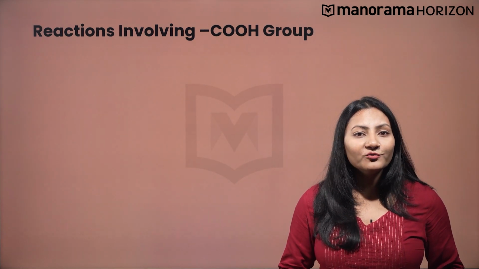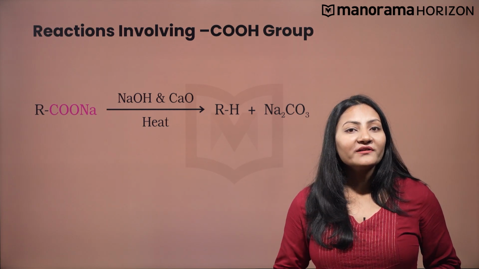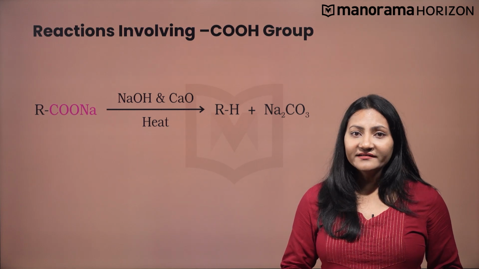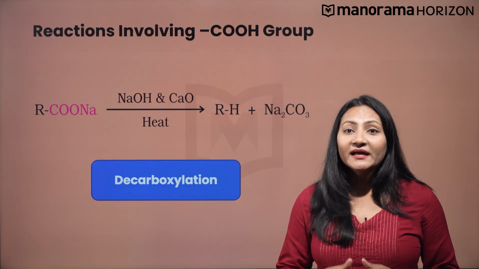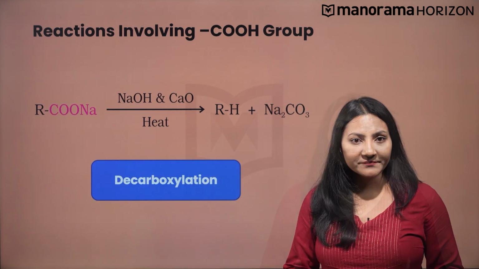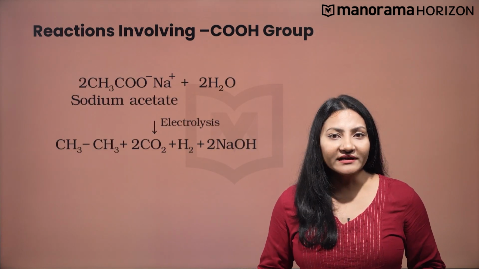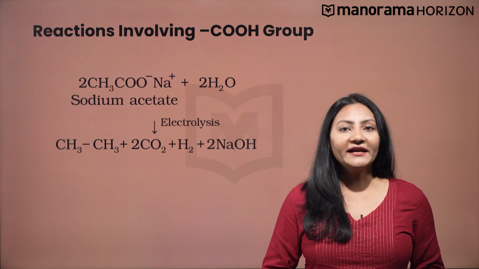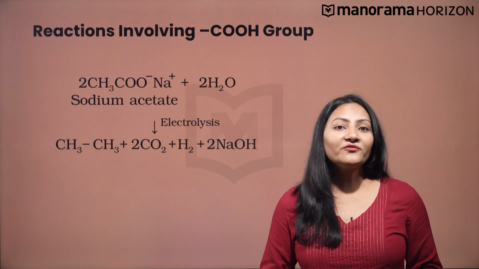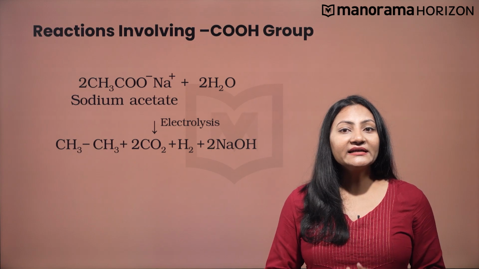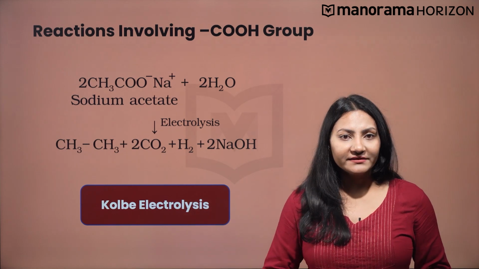Carboxylic acids also lose carbon dioxide to form hydrocarbons when their sodium salts are heated with soda lime, that is NaOH and CaO in the ratio of 3:1. The reaction is known as decarboxylation. Alkali metal salts of carboxylic acids also undergo decarboxylation on electrolysis of their aqueous solution and form hydrocarbons having twice the number of carbon atoms present in the alkyl group of the acid. The reaction is known as Kolbe's electrolysis method.